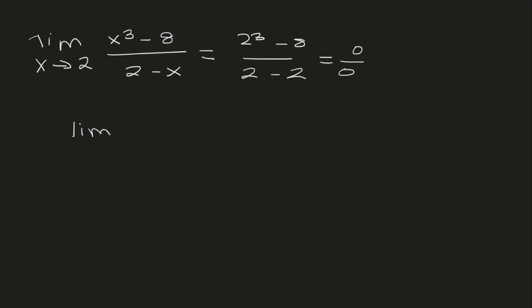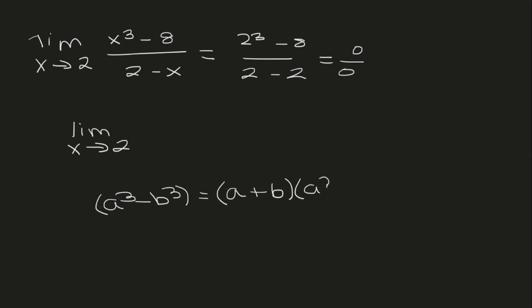So let's go to the limit as x approaches 2. And you might know that difference of perfect squares simplify, but difference of perfect cubes also simplify into the form of, let me write this at the bottom. So if you have a cubed minus b cubed, that simplifies into the form a plus b times the quantity a squared.